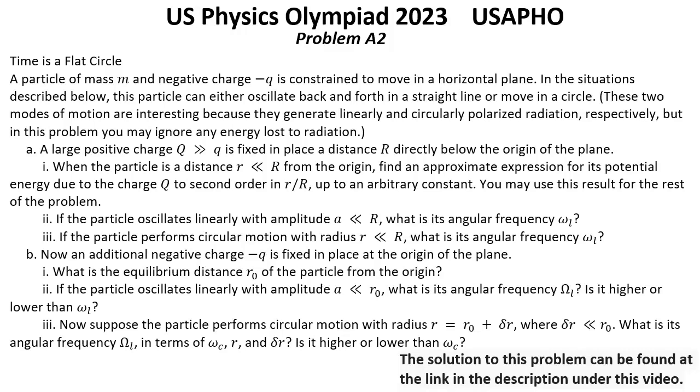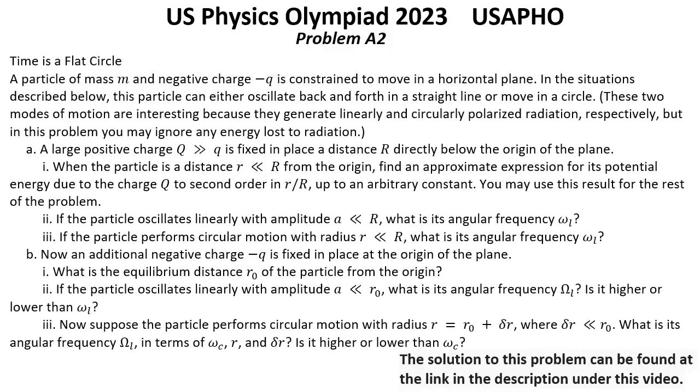US Physics Olympiad, year 2023, USAPHO, final round. Problem A2. Time is a flat circle. A particle of mass m and negative charge negative q is constrained to move in a horizontal plane. In the situations described below, this particle can either oscillate back and forth in a straight line or move in a circle. These two modes of motion are interesting because they generate linearly and circularly polarized radiation, respectively. But in this problem, you may ignore any energy lost to radiation.